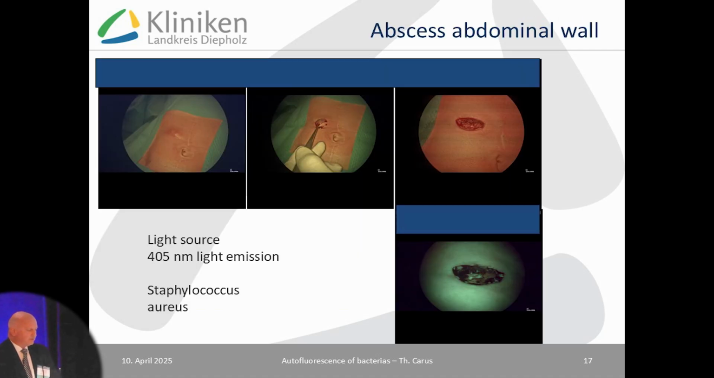And to show something for practical use in open surgery, there was an abscess of the abdominal wall. It's clear there's pus, and you have to make an excision and remove the pus. On the upper right picture, I think the wound seems to be quite clean. Then you use autofluorescence, and you see in the middle of the wound and some edges there is still autofluorescence by Staphylococcus aureus. And you can then remove this till it's clean, and you have this on your instrument.